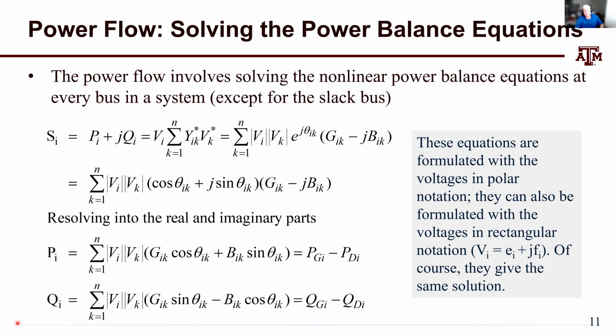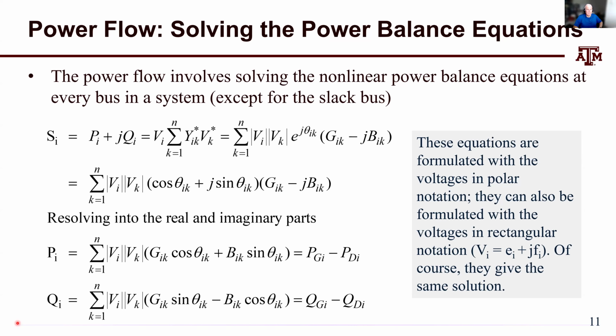This problem can actually be formulated with the voltage represented in polar form, which is what I'm doing here, or you can formulate it with the voltage represented in rectangular form, where the complex phasor voltage would be V_i equals e_i plus j f_i. They will give you the same solution, but if you model a power flow with the polar form of the equations versus the rectangular form, they will take a different solution path, and one of those paths may not lead to the operable solution, or actually both of them might not.